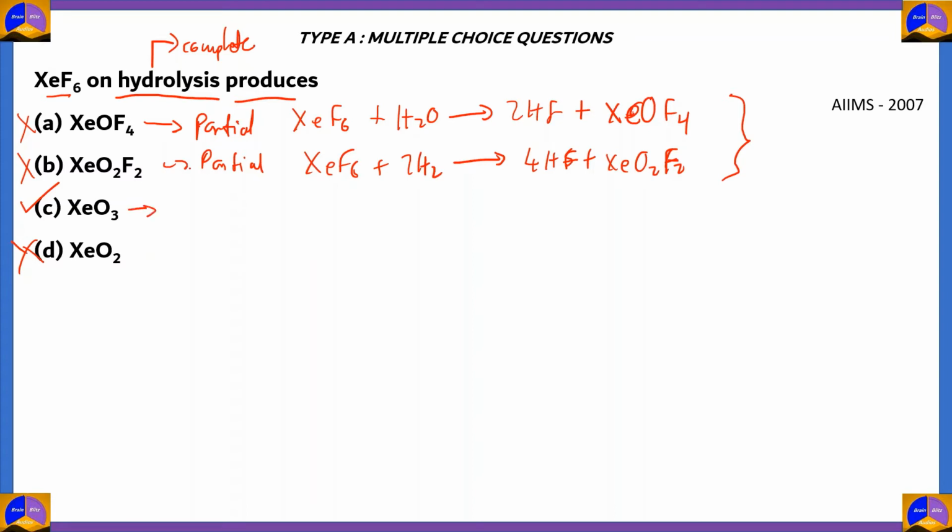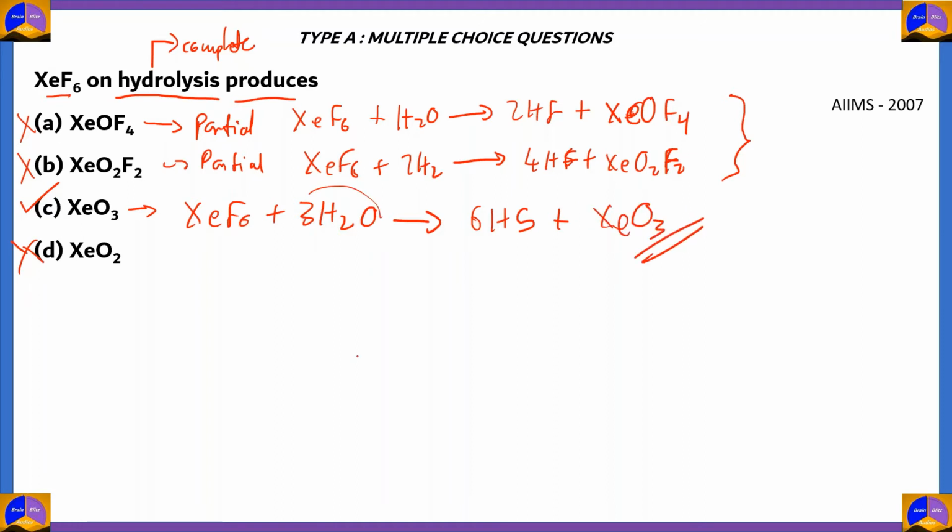And how is it part of complete hydrolysis? Here's the reaction. XeF6 plus 3H2O, which means all the fluorines react with hydrogen, so they form 6HF plus XeO3. That's why option C again becomes the right option.